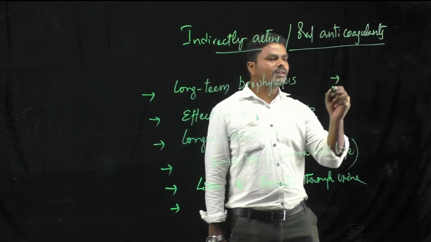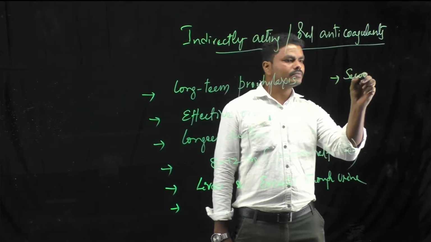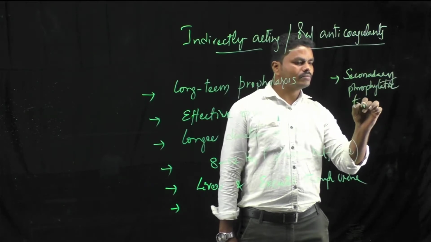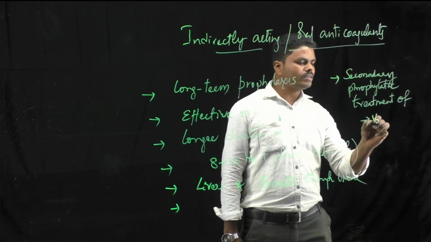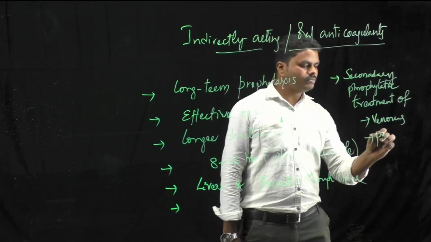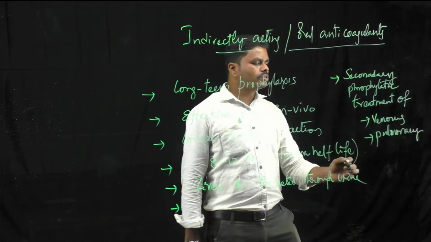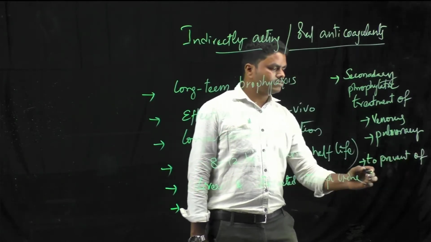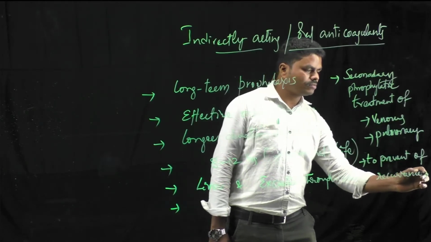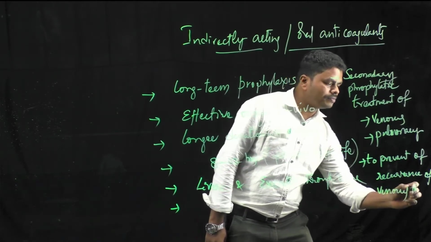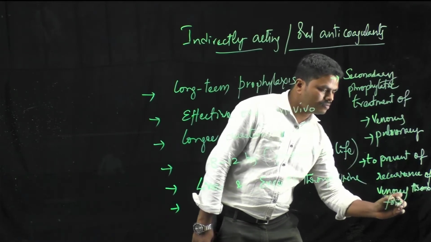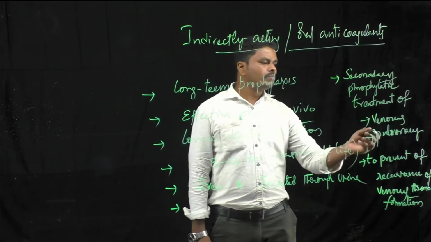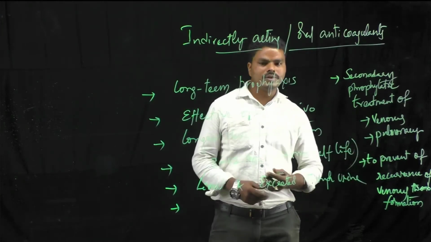And these oral anticoagulants are generally used in the secondary prophylactic treatment of venous thrombosis and pulmonary embolism, and also used to prevent the recurrence of venous thrombus formation.